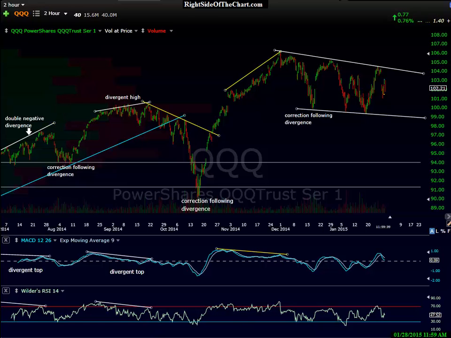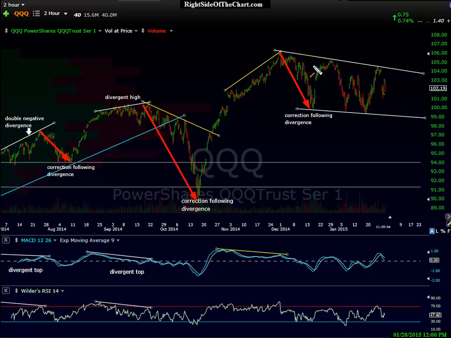Let's try this again. We had this correction following that divergent high. We had another divergent top here, marked by negative divergence on the MACD, RSI, and many other indicators, and there's a correction following that divergent top. Once again, we had the next divergent high here. So you see these are, in my opinion, very simple but high probability ways to identify corrections and/or trend reversals. Now at this point we don't have a divergent high, only because prices have been making lower lows.